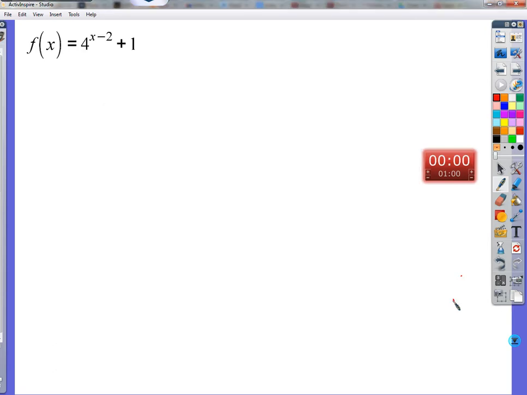So if I was absolutely clueless, I was just telling this to my algebra 1 class, if I'm absolutely clueless about what a graph is supposed to look like, as long as I understand that this thing is a function, I am good to go. I can graph this thing. I can make a reasonable graph of what this is supposed to look like.